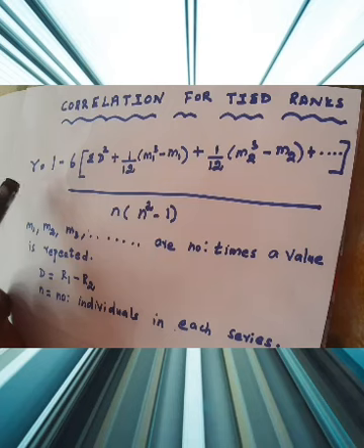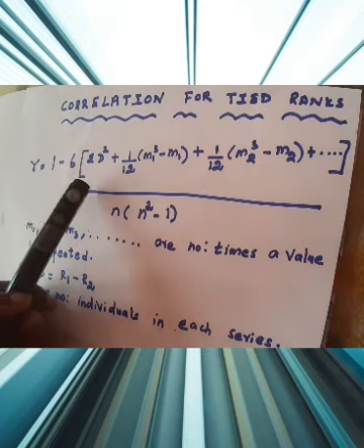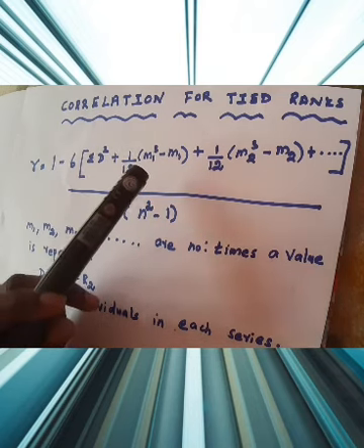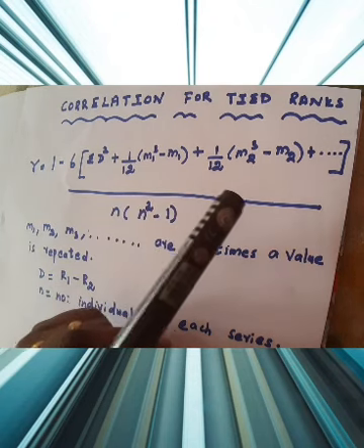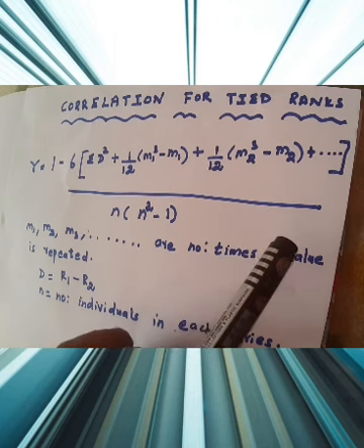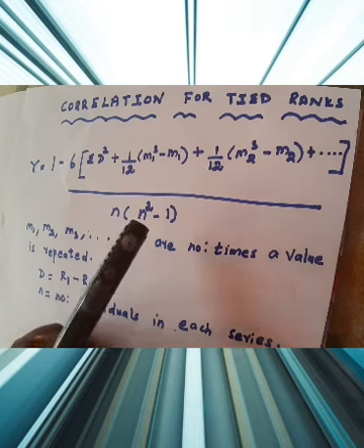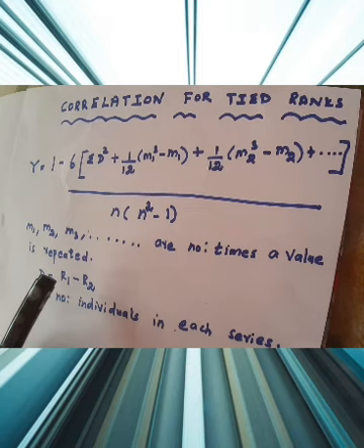The formula is R is equal to 1 minus 6 times summation of d square plus 1 by 12 times m1 cube minus m1 plus 1 by 12 times m2 cube minus m2 plus it goes on, divided by n times n square minus 1, where m1, m2, m3 are the number of times a value is repeated, or you can say the number of times a particular rank is repeated.